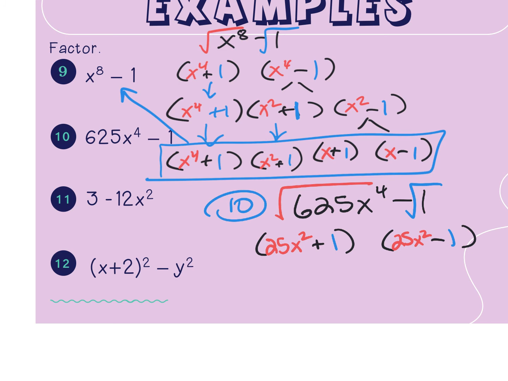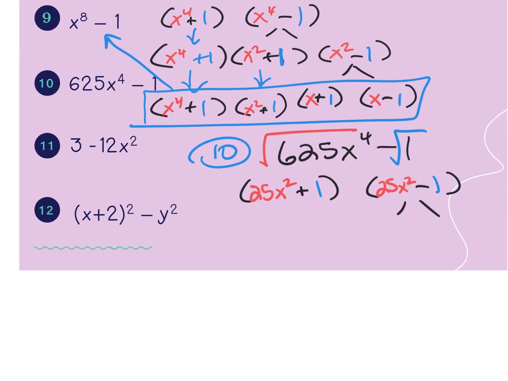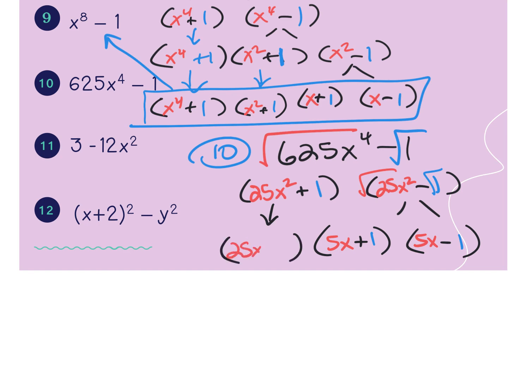Notice I still have the difference of two squares. So this one I can keep going on. So again, I'm going to square root. This is going to give me 5x. Square root of 1 is 1. 1 gets a plus sign. 1 gets a minus. And then don't forget about bringing this one straight down as well.